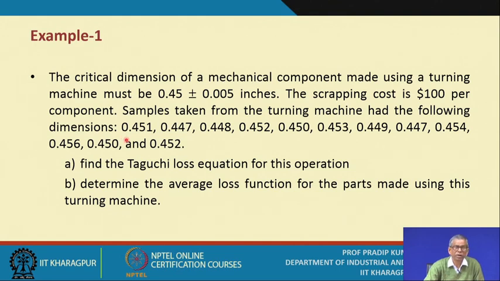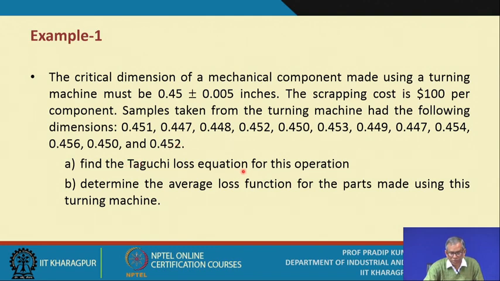As I have been telling you, for assessing the loss or for measuring the loss, what you need to do is collect data on y, and the value of y is expected to vary from one unit to another. So these values you consider. You have collected these data points: 0.451, 0.447, 0.448, 0.452 and so on. So how many data points have you considered? 1, 2, 3, 4, 5, 6, 7, 8, 9, 10, 11, 12. So 12 is the sample size. This data set you have collected.